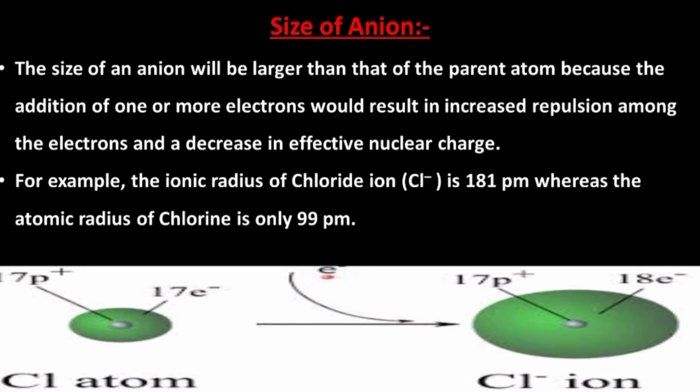What about the size of an anion? The size of an anion will be larger than that of the parent atom because the addition of one or more electrons would result in increased repulsion among the electrons and a decrease in the effective nuclear charge. For example, the ionic radius of chloride ion is 181 picometer, whereas the atomic radius of chlorine is 99 picometer. So, it is the reverse of the size of cation.